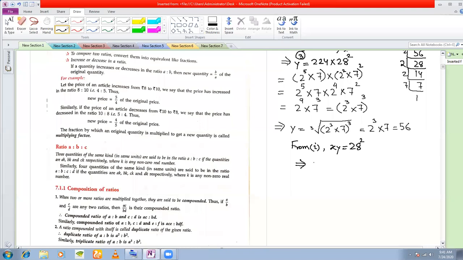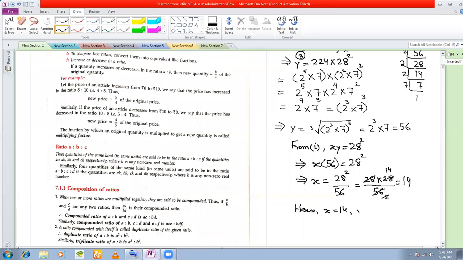Okay, so you have x into 56 is equal to 28 square. So therefore x is 28 square divided by 56. This is 28 into 28 divided by 56. This will cancel twice, 28 by 56 cancels, leaving 14. Hence, the numbers are x is equal to 14 and y is equal to 56. Okay? No issues here.